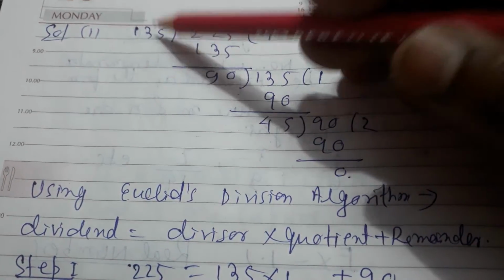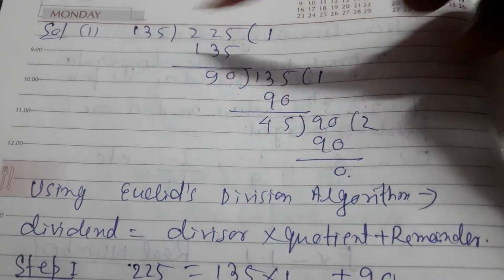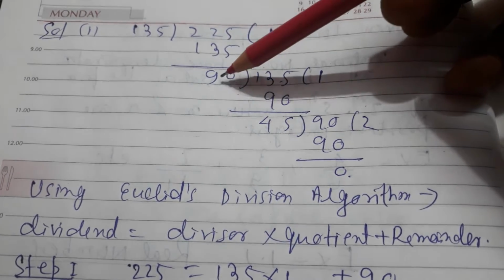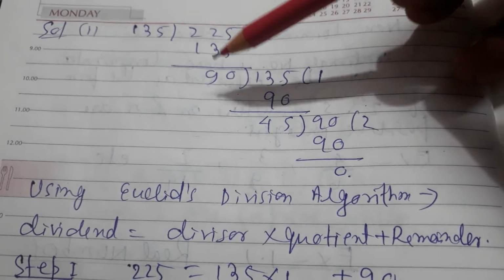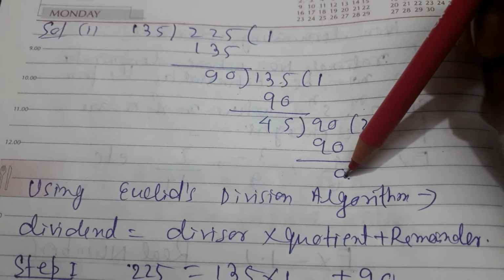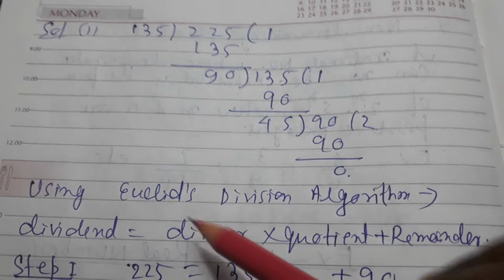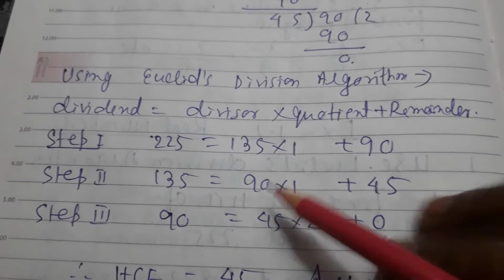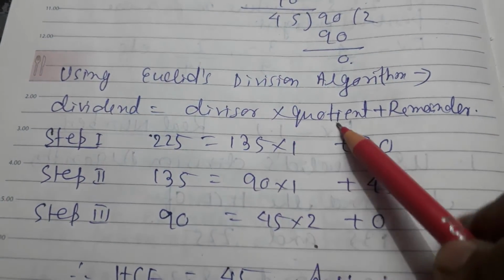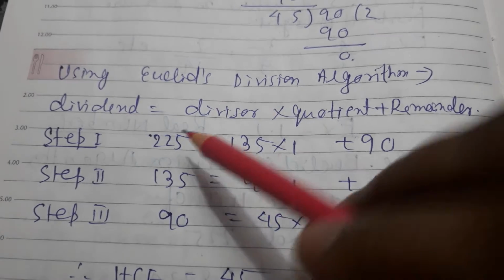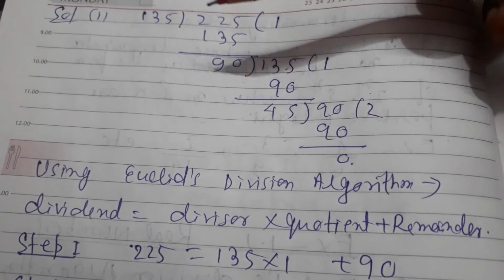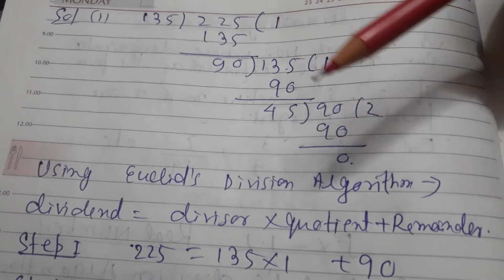Now this divisor should come here. Okay, 135 you write here, 90 ones are 90, so remainder is 45. Now in this case again this divisor will bring here, so 45 2s are 90. Okay, so using Euclid's division algorithm you have to write in this way: dividend equal to divisor into quotient plus remainder. So in this math we find the HCF in 3 steps: 1 step, 2 step, 3 step.